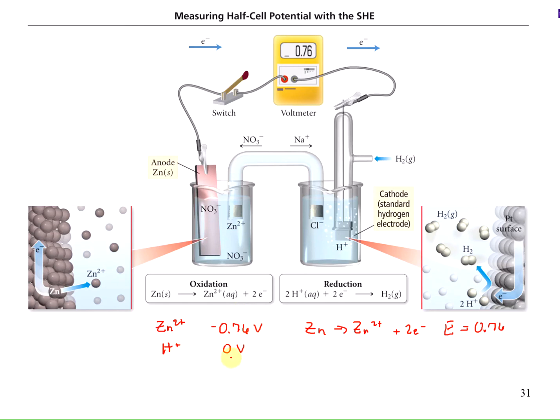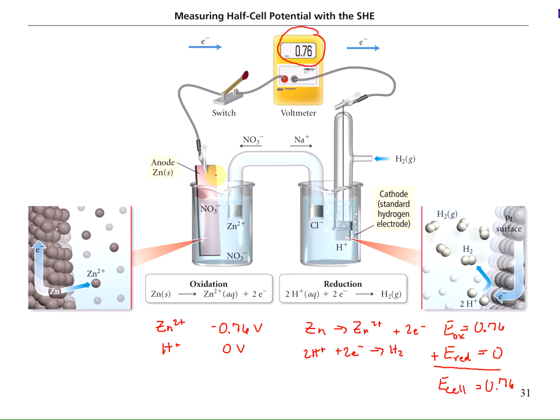And we said that the hydrogen was more likely to be reduced, so the 2 protons combining with the 2 electrons to make hydrogen gas has a reduction potential of 0. And we said this was the oxidation potential of the zinc. So when we combine these two together, we add the oxidation plus the reduction potential, we get the cell potential. And that cell potential is 0.76. And you can see this is what we read with our voltmeter.